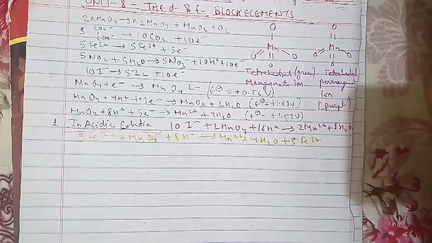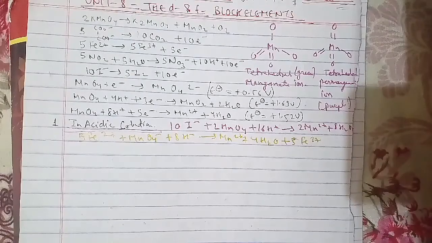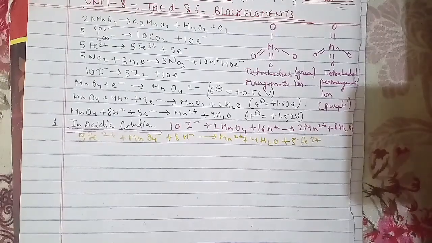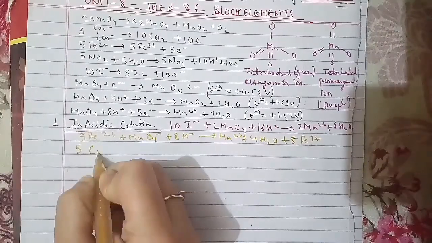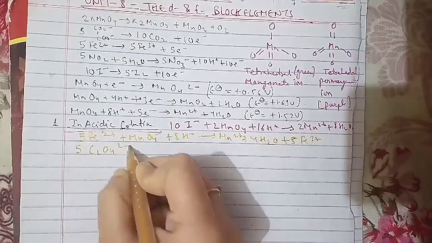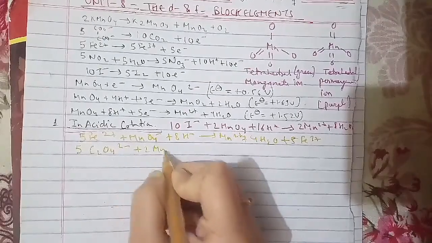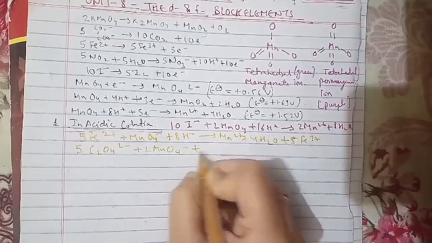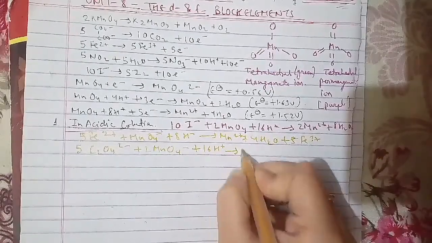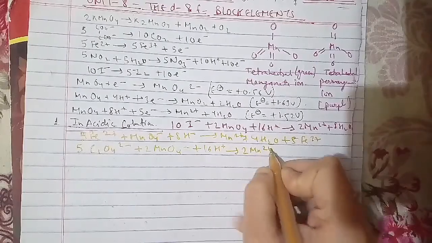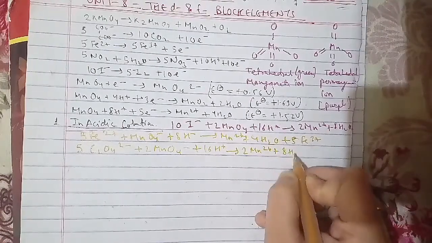The next we talk about is the oxalate ion, or oxalic acid, that is oxidized at 333 Kelvin. So for that we have 5 C2O4 2 minus plus 2 MnO4 minus plus 16 H plus, that will give 2 Mn 2 plus plus 8 H2O plus 10 CO2.